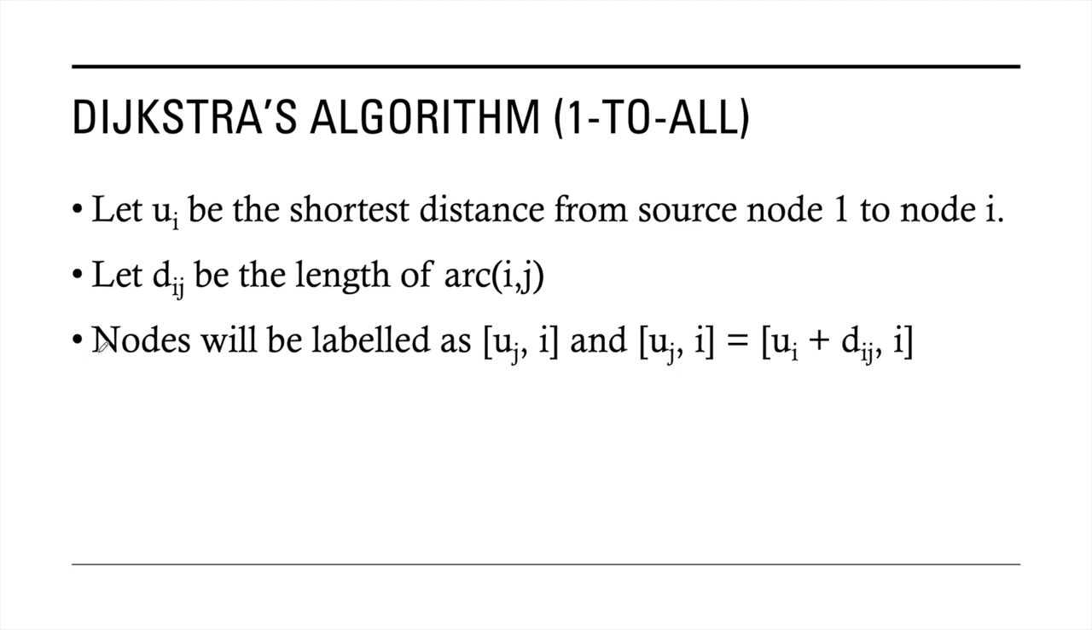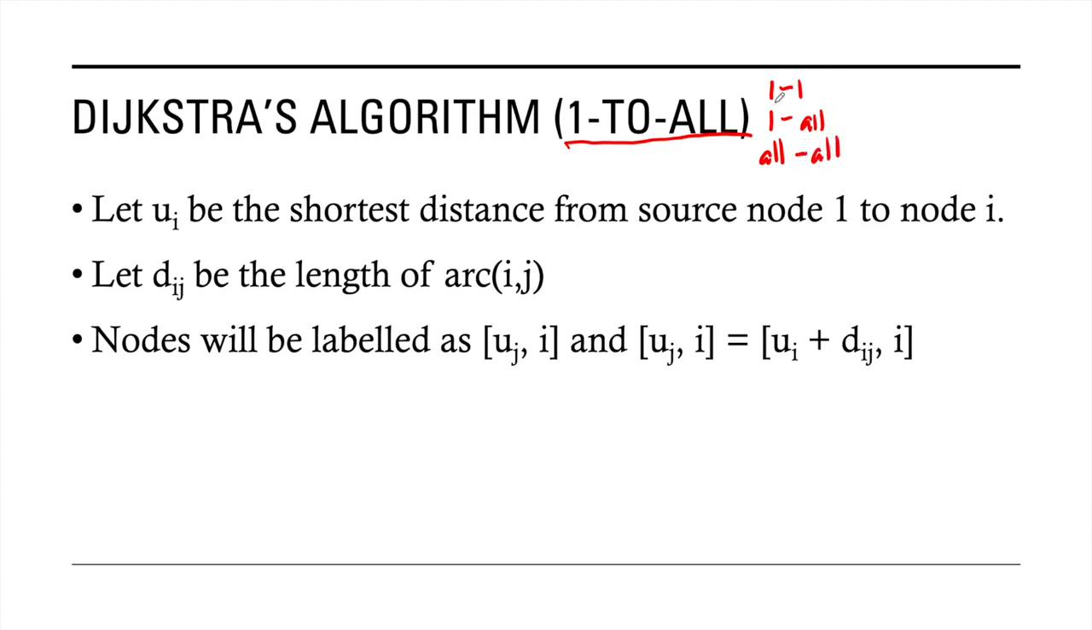Now, the algorithm that we will be using to solve the shortest path problem is called Dijkstra's algorithm. Dijkstra's algorithm is a one-to-all algorithm. Before I define what one-to-all means, do know that there are three kinds of algorithms for shortest path problems: one-to-one, one-to-all, and all-to-all.